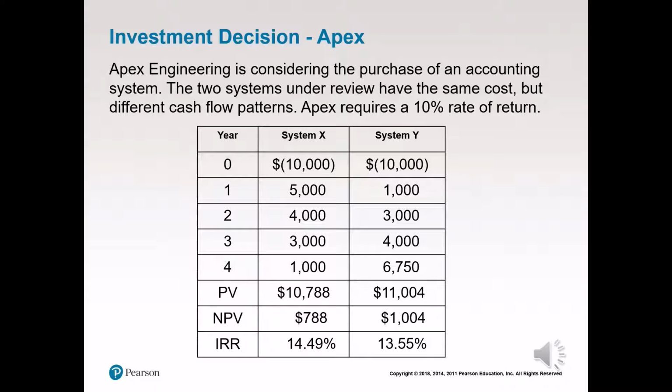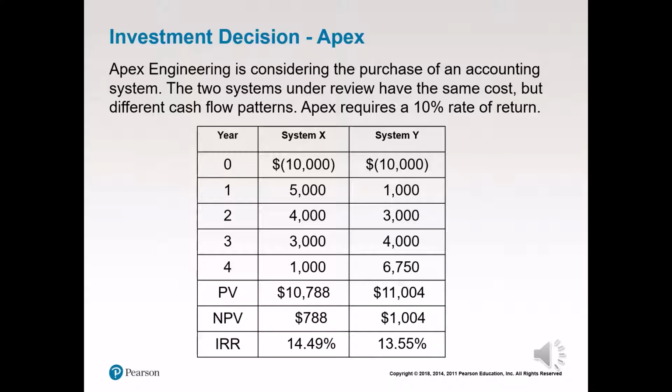Now let's look at System Y. System Y is the project you would choose under the net present value criteria, as its net present value is 1,004 as compared to System X's net present value of 788. But again, if you use the calculator and calculate your internal rate of return, you'll get 13.55. Under the IRR decision criteria, System Y has a lower IRR, and the firm would choose System X.